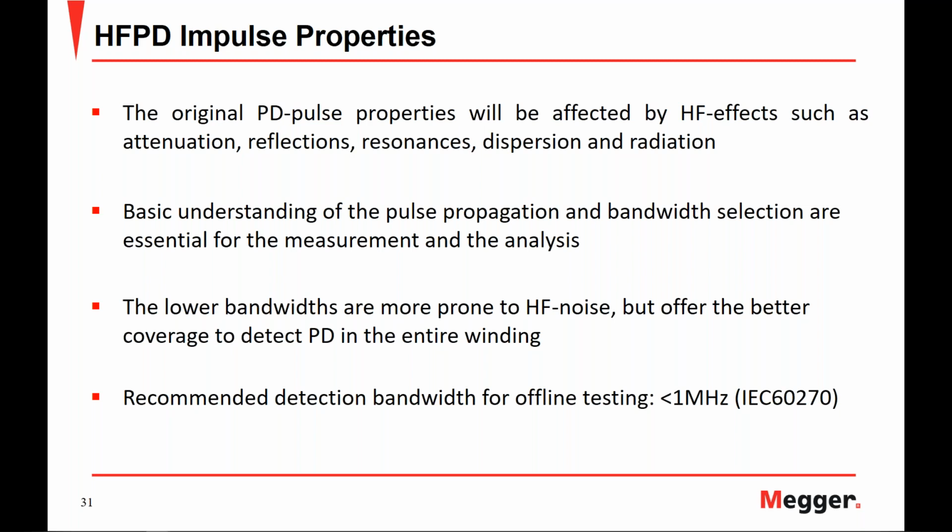A basic understanding of pulse propagation and bandwidth selection is necessary to perform the measurement and analysis. The lower bandwidths are more prone to high frequency noise, but offer the benefit of better coverage to detect partial discharge in the entire winding. It's recommended that the detection bandwidth for offline testing be less than 1 megahertz, and this is according to the IEC 60270 standard.